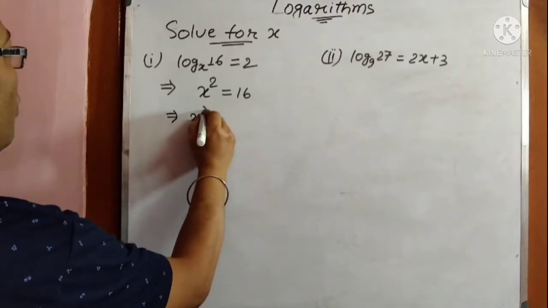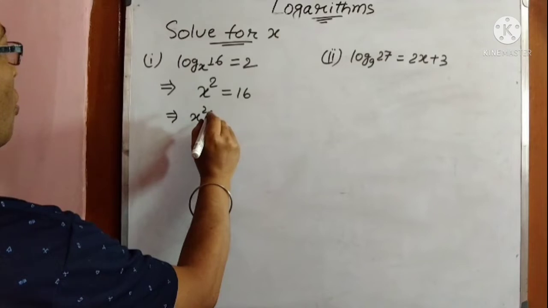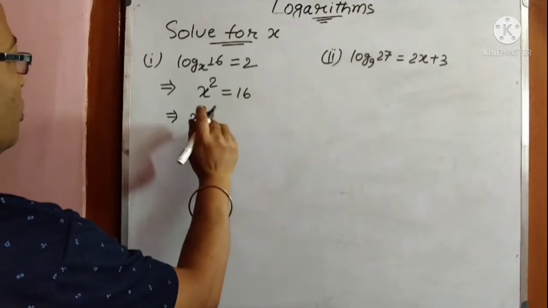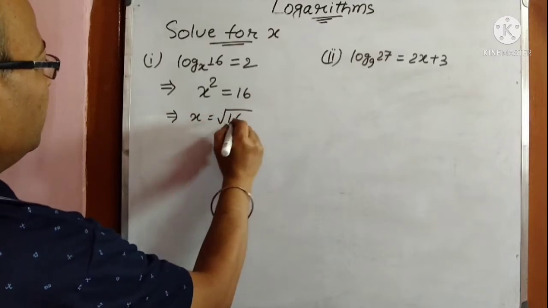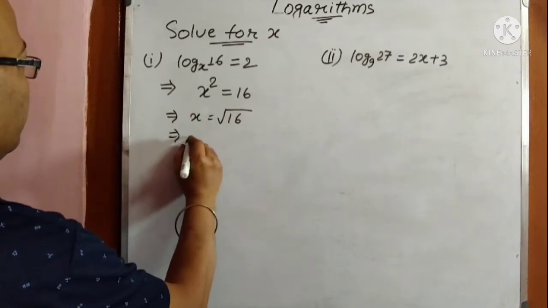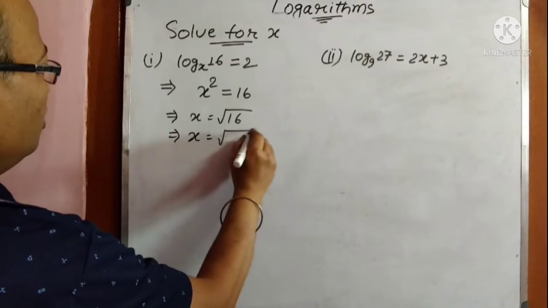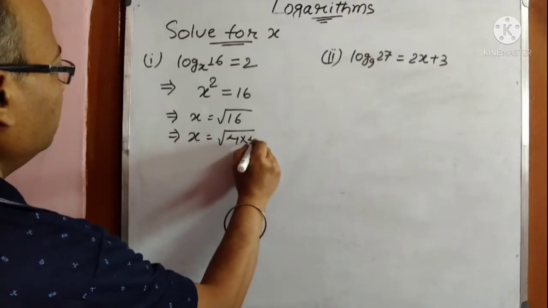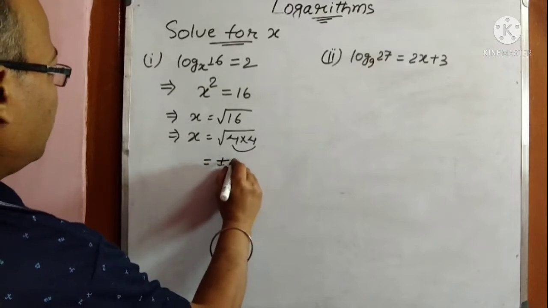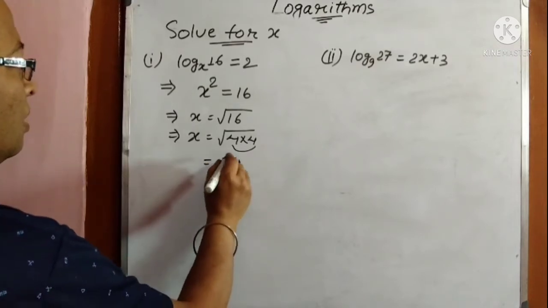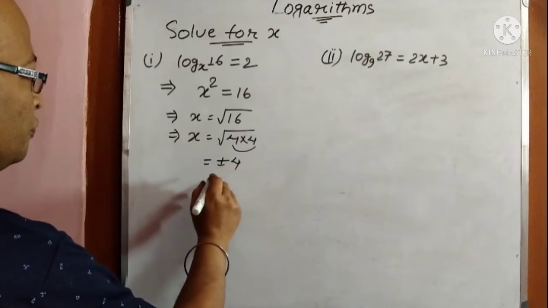Now, x square is equal to what it will be? You just do it like this. So, x is equal to 4 into 4, so plus minus 4, as it is square root. So, plus minus 4.